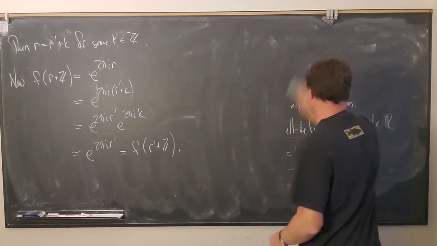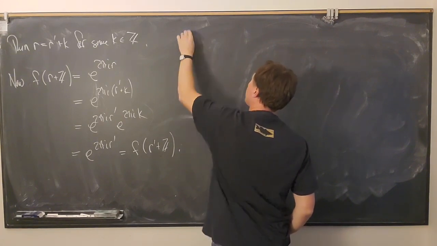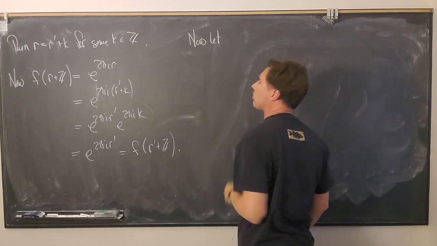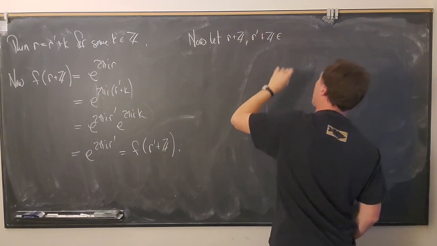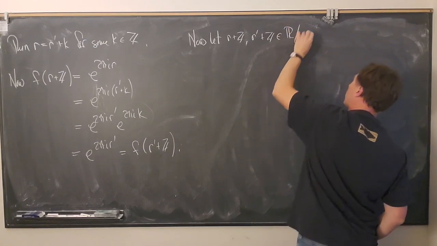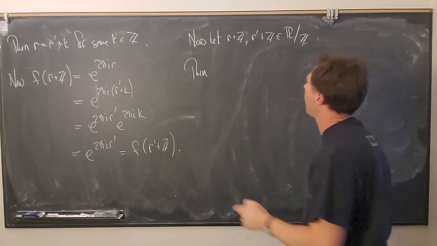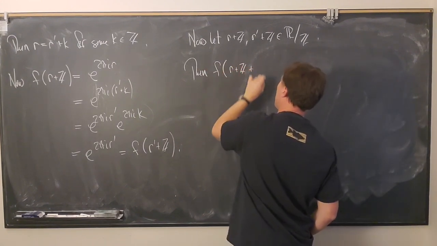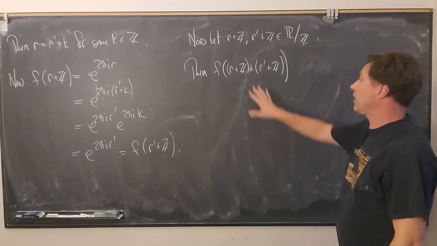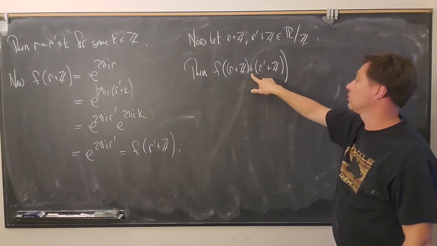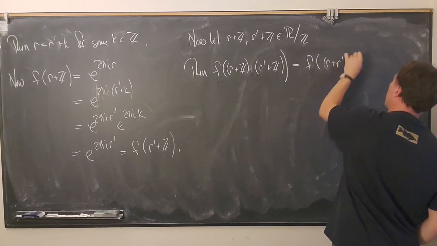Next, I'll show it's a homomorphism. So now let's let, I guess, just R plus Z and R prime plus Z be in R mod Z. Then if we look at F of R plus Z plus R prime plus Z, so I'm taking two cosets, doing the operation, which is addition, plugging it inside there, and then this would be equal to F of R plus R prime plus Z.